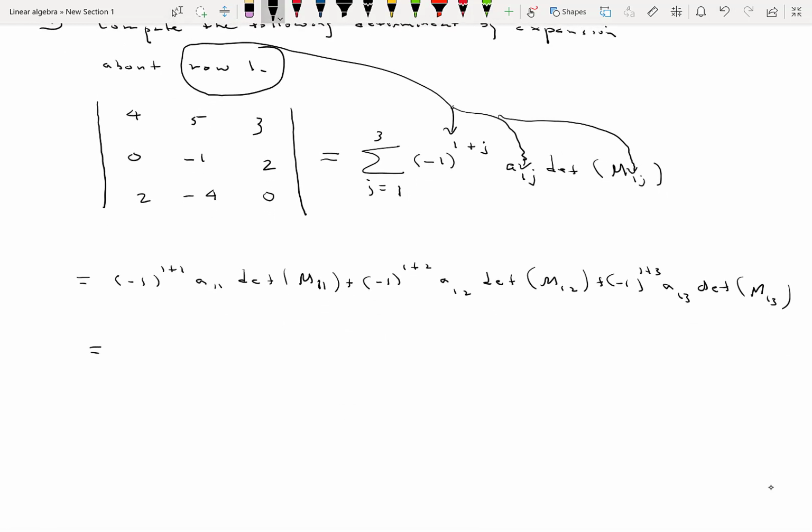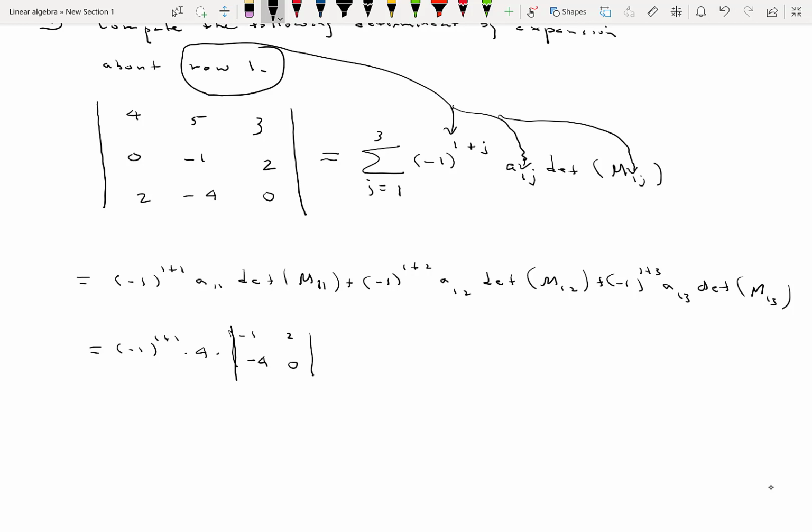Okay. So we're looking at -1 to the 1 plus 1. a1,1 is 4, times the determinant of M1,1. Eliminate row 1, column 1, you're left with the matrix -1, 2, -4, 0. I'm using the alternate sort of elongated absolute value bars. Oh my goodness, that's the thickest elongated absolute value bar I've ever seen. Let's see, I gotta fix this.